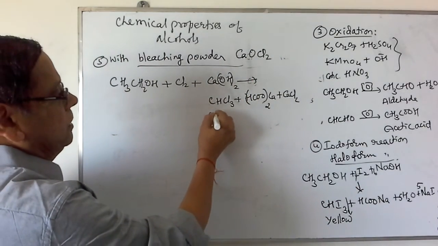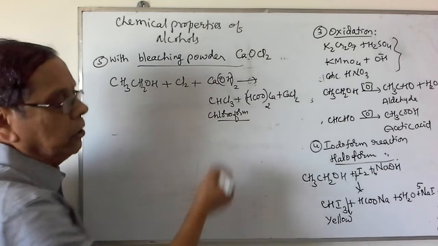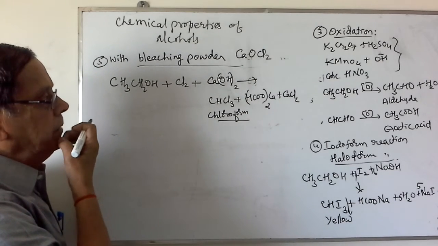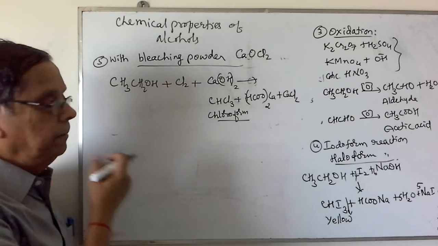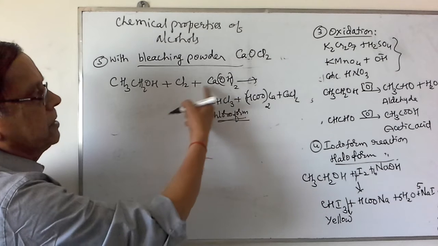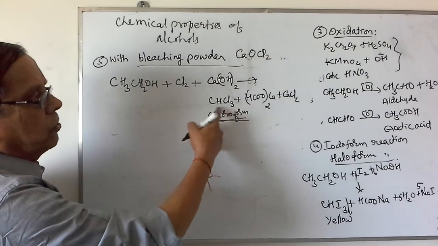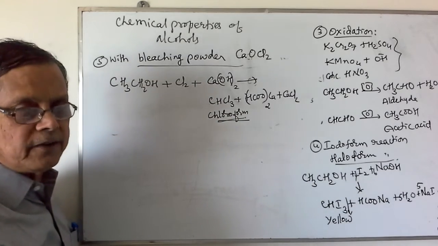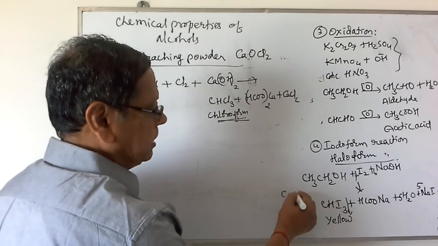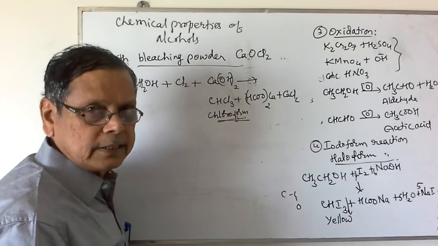So here it is the chloroform that is produced. This is one of the methods for the preparation of chloroform. It is used as a medicine for making the person unconscious. So with bleaching powder, calcium oxychloride, in presence of water, it will give chlorine plus calcium hydroxide, which gives rise to chloroform and (HCOO)2Ca, calcium formate. Any such compound, I told you, having this C-C-O bond will answer the chloroform as well as the iodoform reactions.